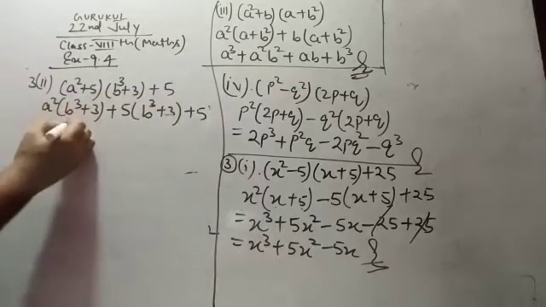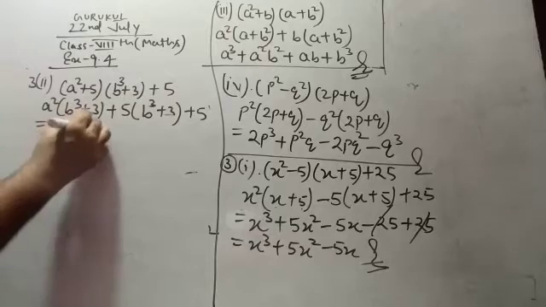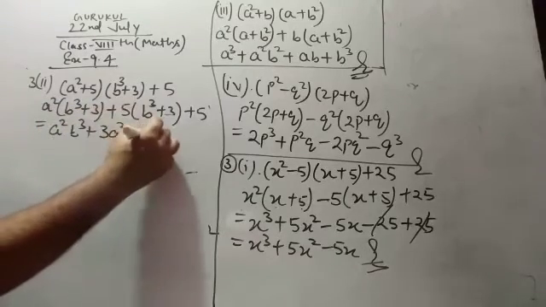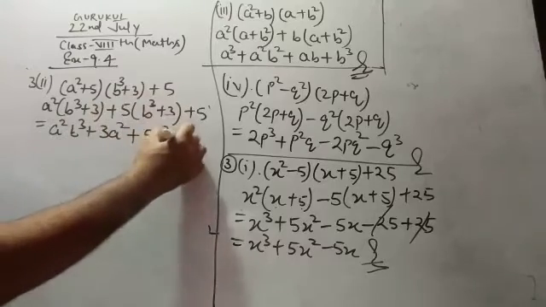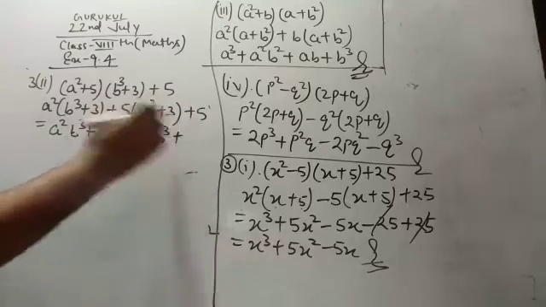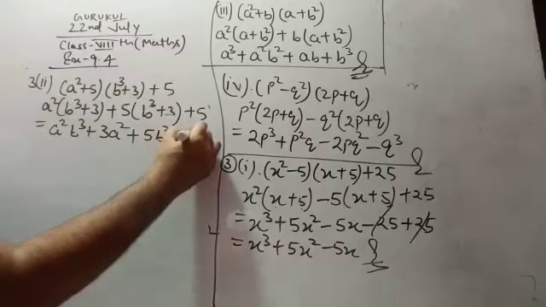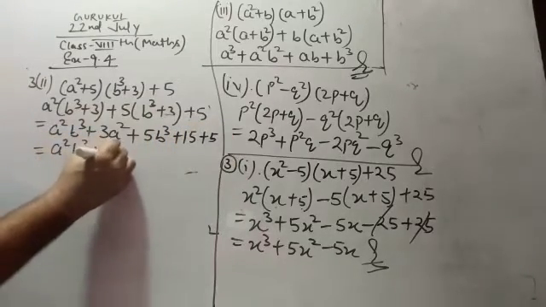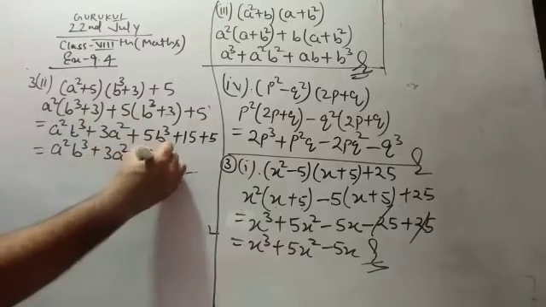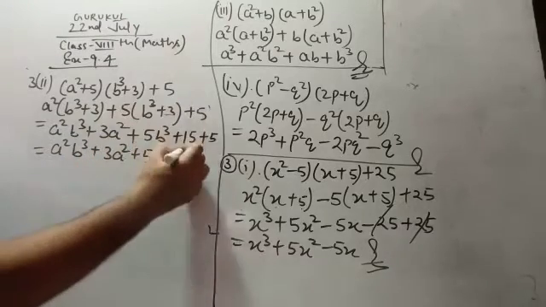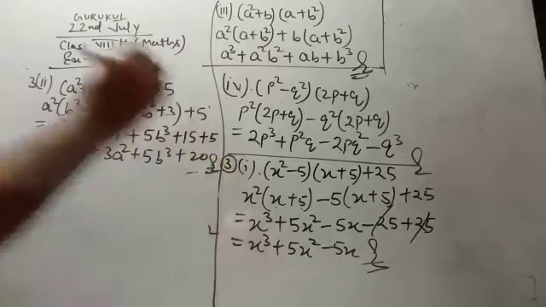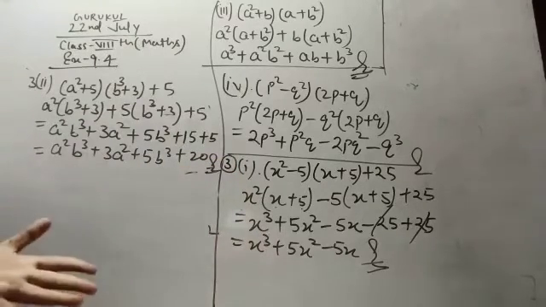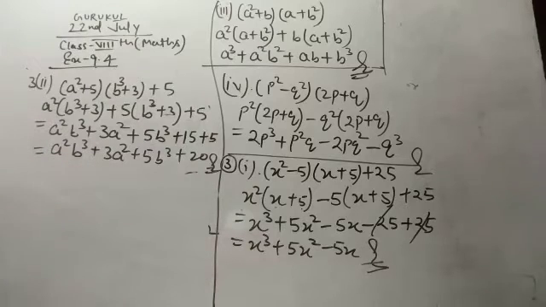So a square into b cube, this will be a square b cube, plus 3 into a square, this will be 3a square. 5 into b cube, 5b cube, 5 into 3, when bracket will be open, this will be multiplied. So 5 3s are 15 plus 5. So students, our next step will be just to find the like terms. 15 and 5 both are like terms, both will be added, so 20. Now there is no longer existence of any like terms, so this is going to be the answer.